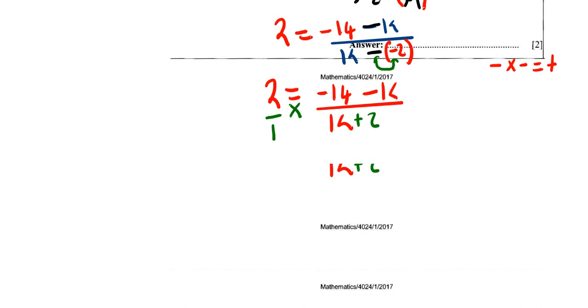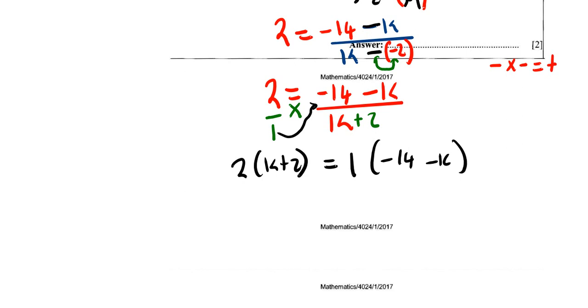So this is 2 multiplied by k plus 2, is equal to 1 multiplied by negative 14 minus k. I've just multiplied this one with everything on top here. It's cross multiplication. Okay, then 2 with everything that is below there. So that is 2 times k, that is 2k. 2 times positive 2, that is positive 4, is equal to 1 times negative 14, that is negative 14. 1 times negative k, that is negative k.